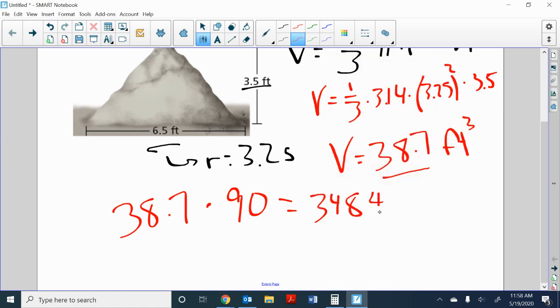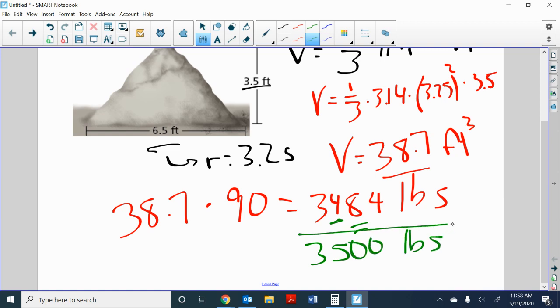3,484 pounds. Now, they wanted to round it to the nearest 100, which is that place value there. So the 8 tells us to move it up. So we're going to say that my final answer is 3,500 pounds. And that was the answer that Big Ideas was looking for.